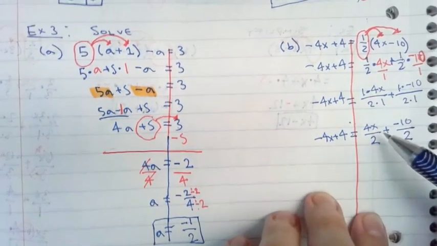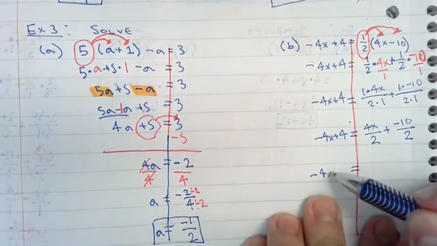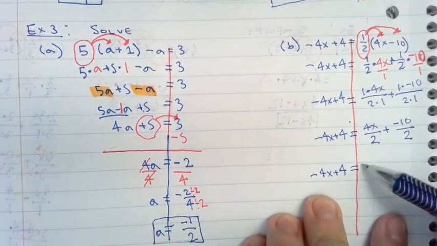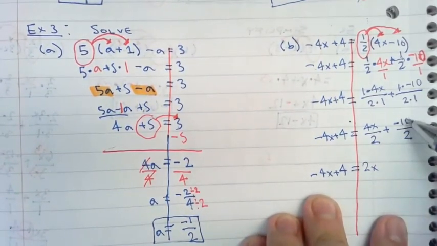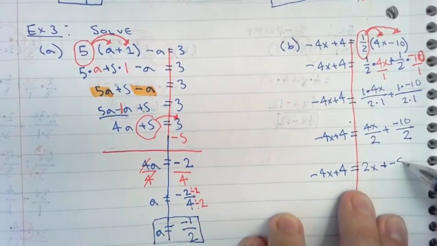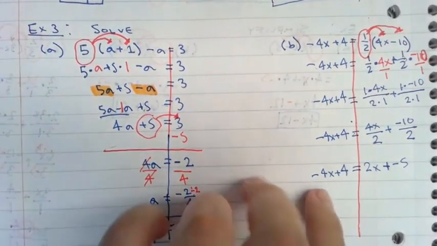Now we go ahead and simplify this. Negative 4x plus 4 stays the same on the left side. But 4x divided by 2, that is 2x. And then negative 10 divided by 2, that is negative 5. So I'm going to put plus negative 5. Okay? And then now, we have it simplified. So now, we just take it to the next step.